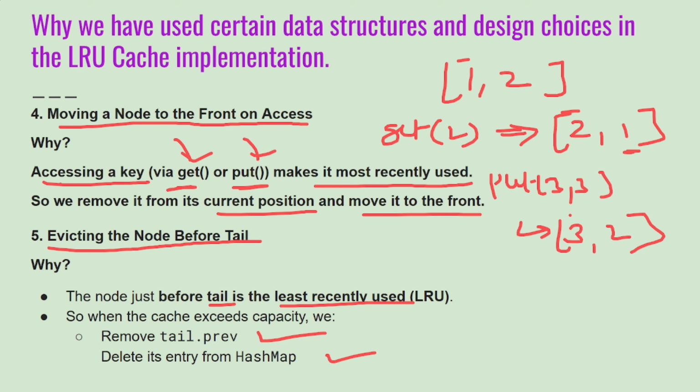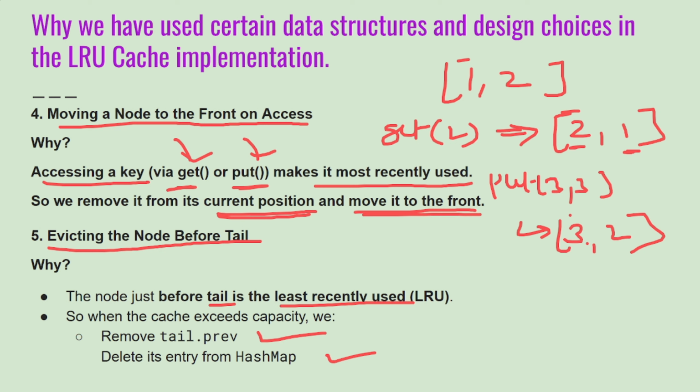So it is saying if you're accessing a key using get or put, it will become the most recently used, so it will be on the front. So move it from the current position to the front position. Now we are doing the put method, so the current position is here, it will move to here and come on the front, like that.